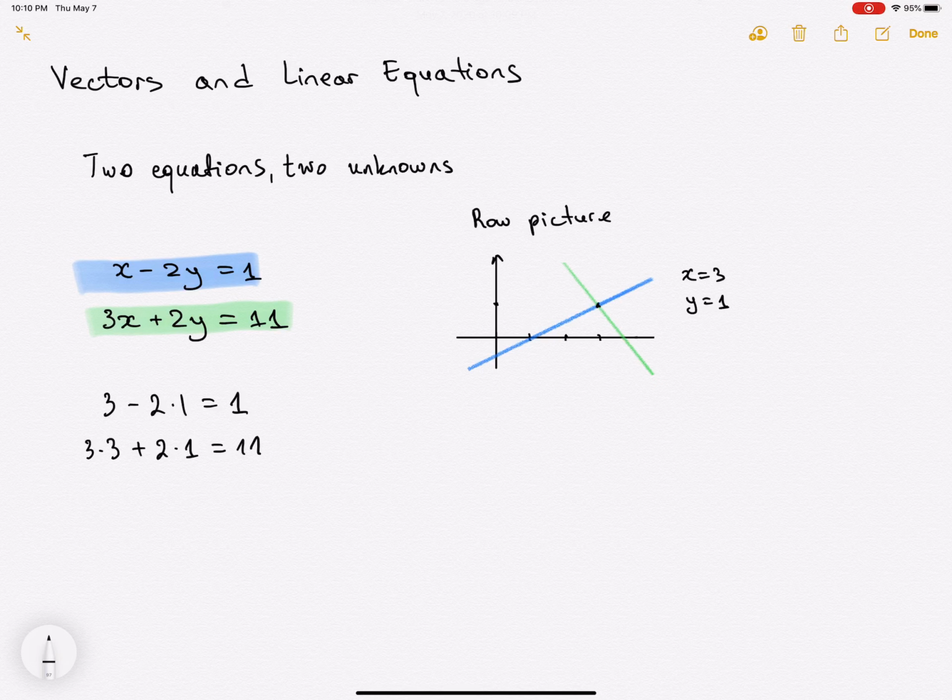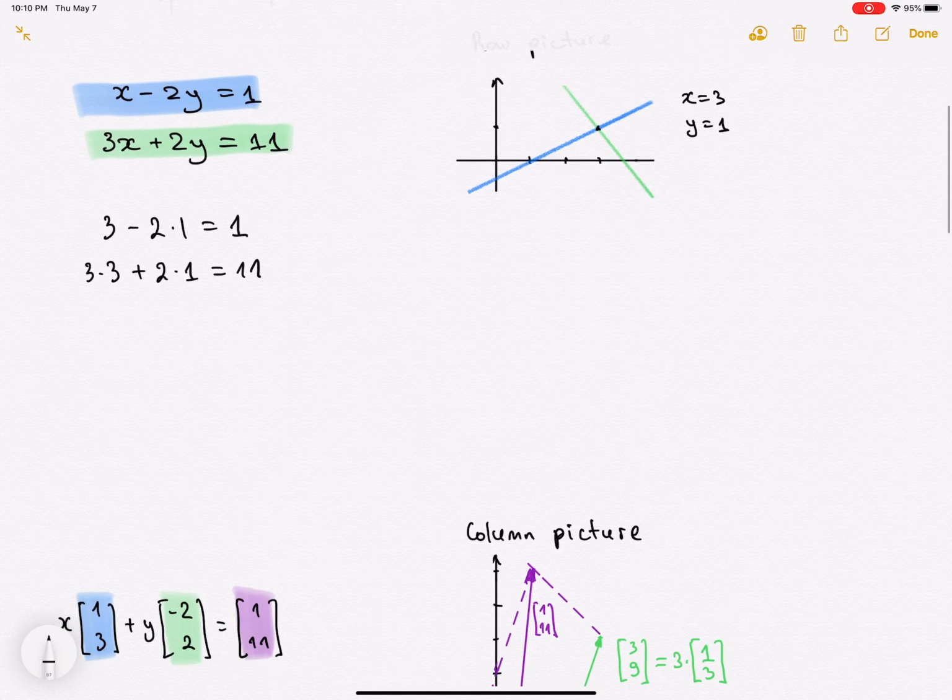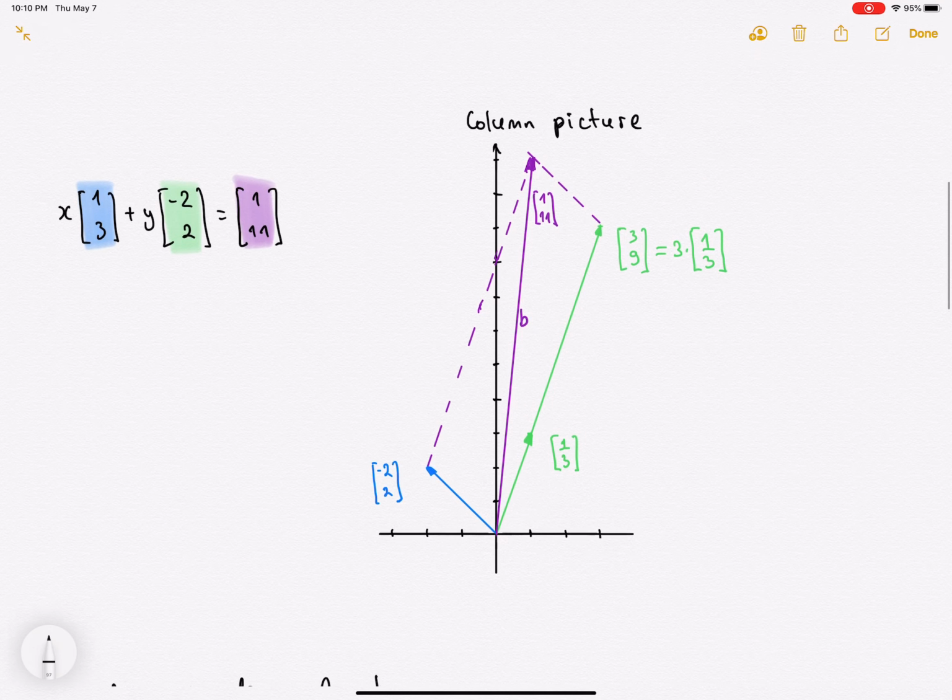So in 2D space, the first equation, highlighted in blue, corresponds to the blue line that we have on the right-hand side. And the second equation, highlighted in green, corresponds to the green line. The solution 3, 1 is the point of intersection of the two lines. This is what we refer to as the row picture. Now, there is another way to think about the two equations, and that corresponds to the column picture.